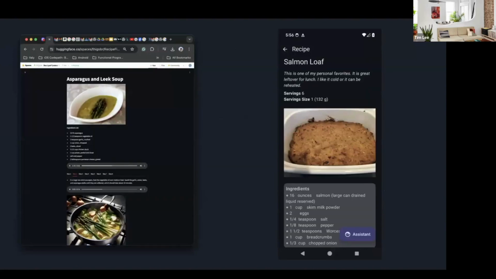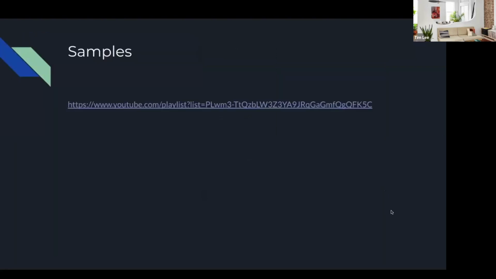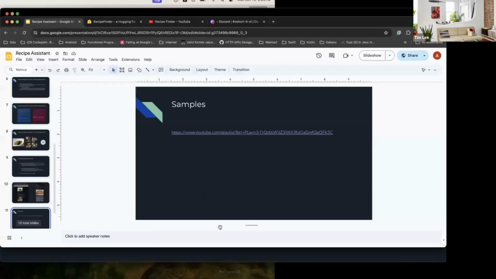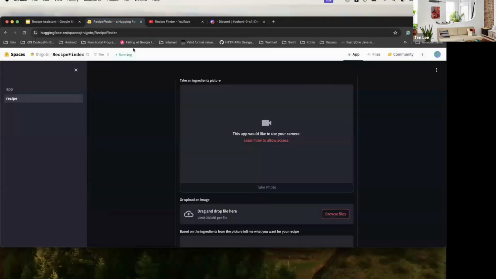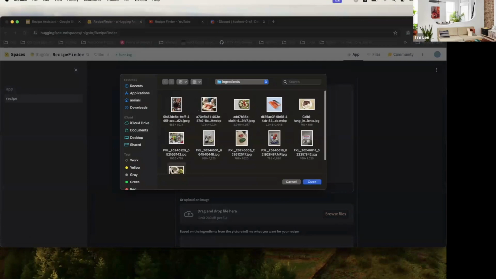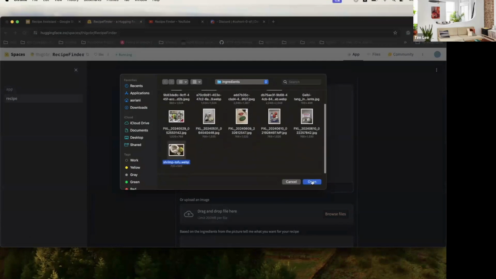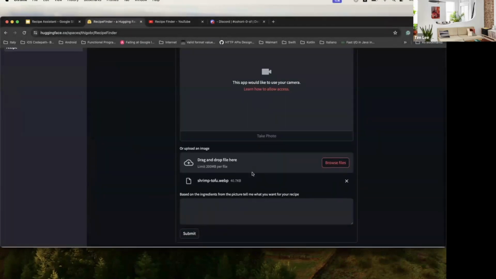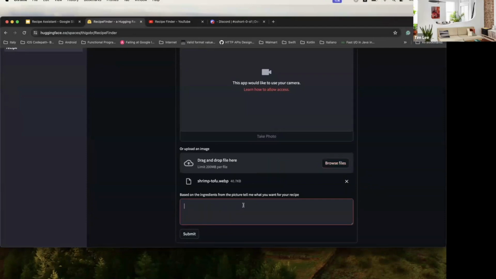Here, two screenshots, one of the app and one of the website. Let's try to do a demo. So let's try to upload a picture. We can also take a picture of the real images, but let's try to upload a picture. After you upload the picture, you can also do a prompt or no prompt at all. Let's try.